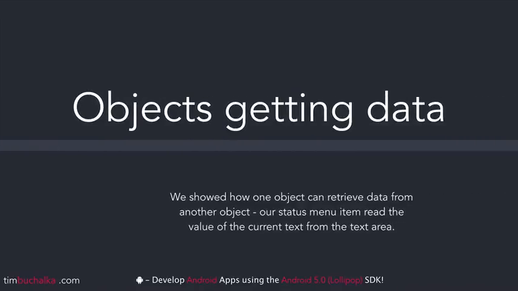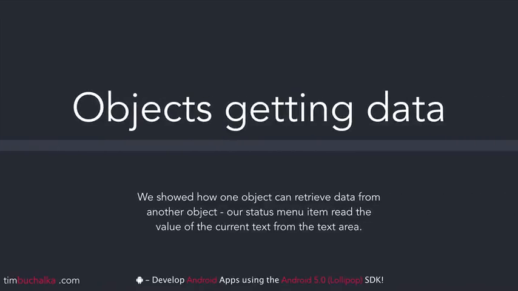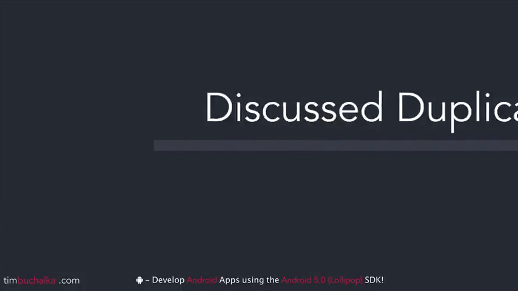We also talked more about and showed examples of objects getting data. So we showed how one object can retrieve data from another object. In this example, it was the status menu item reading the value of the current text from the text area.